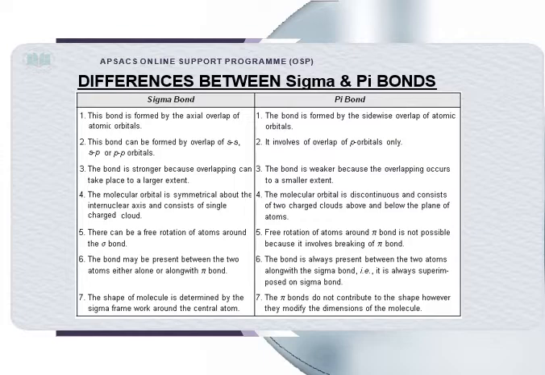And the next one is, these bonds can be present between the two atomic orbitals. Maybe they are alone or they are with the pi bonds, while the pi bonds will be formed when there is formation of sigma bond. After that they will be formed, right?